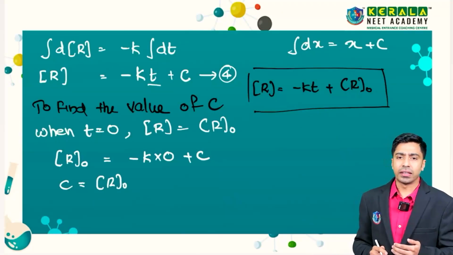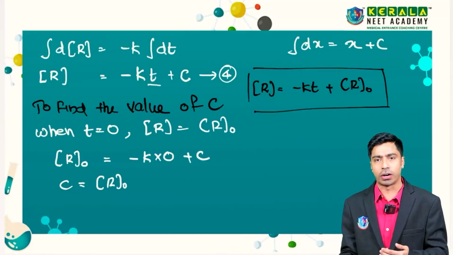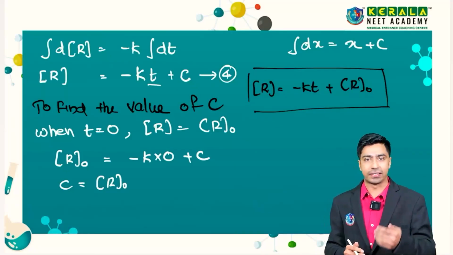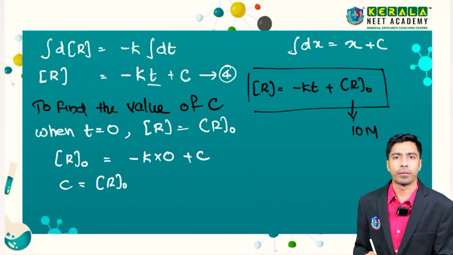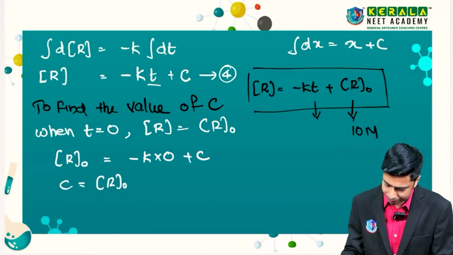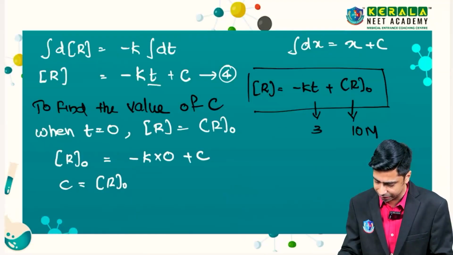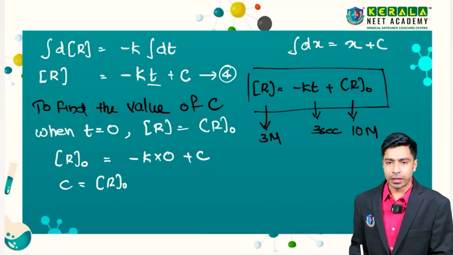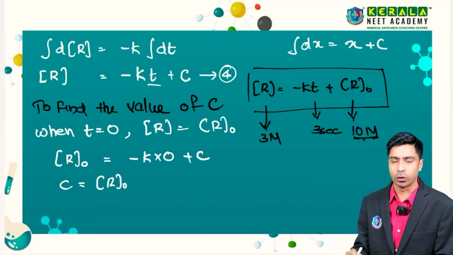This indicates that R0 is the initial concentration, and at time t, the concentration is reduced to R. We'll take one example. Suppose the initial concentration is 10 molar, and after 3 seconds, let the concentration be reduced to 3 molar. That means the amount of substance reacted is 10 minus 3, which is equal to 7 molar.